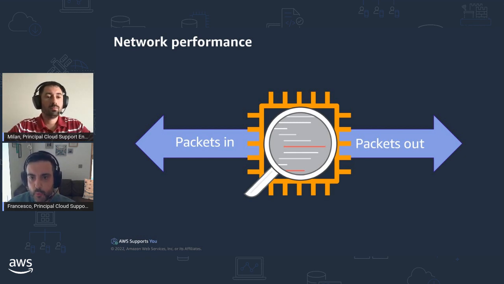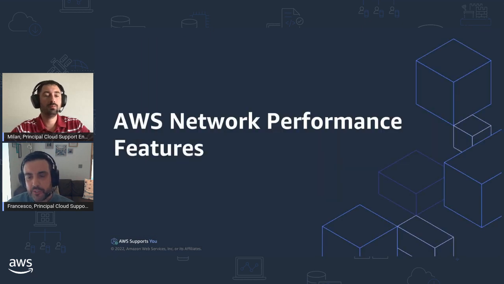With that said, before we dive into the meat of the thing, I wanted to mention a few things regarding the network performance features. So how AWS allows you to get the maximum out of the network and what kind of expectations are in place. So Milan, do you want to talk a bit about the network performance features available to our customers?